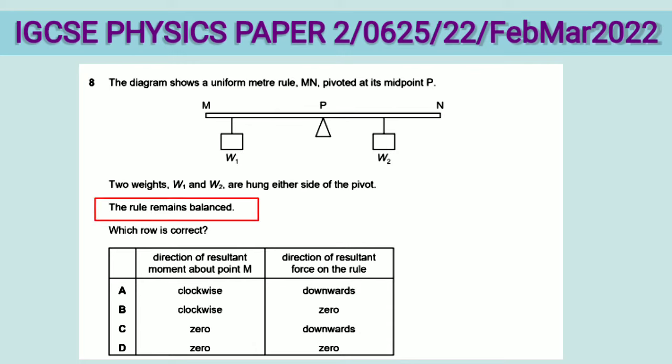Which row is correct? We have to say the direction of the resultant moment about point M and the direction of the resultant force on the rule. Since we are given the rule remains balanced, that means there is no resultant force and no resultant moment. So the correct answer is option D. The resultant moment about point M will be 0 and the resultant force on the rule will be 0.